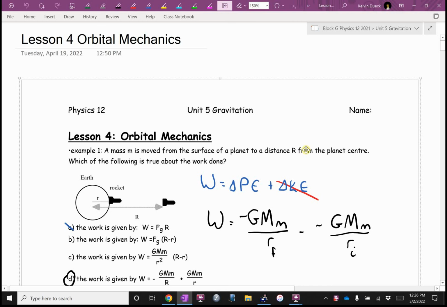Lesson 4 is kind of a summary of everything. Don't try and write this down. You can get it later. Just kind of focus in. If we're in orbit, we can say gravity is what's pulling me in a circle.